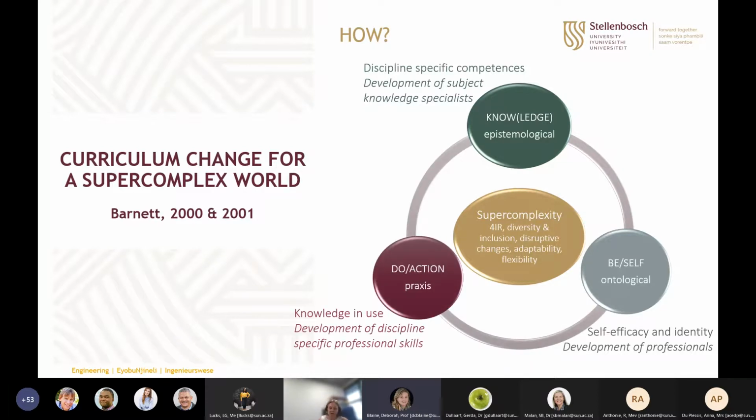And then lastly, the do aspect, or the action aspect. This is the praxis, the practical part of how they are embodying the curriculum in their actions. So this is taking the knowledge and putting it to use. And here we'll be looking at how you develop professional skills that are discipline specific. And all of this goes to creating the student experience.